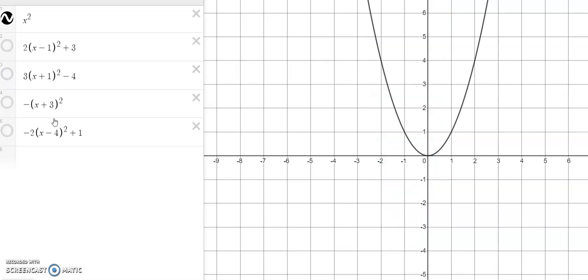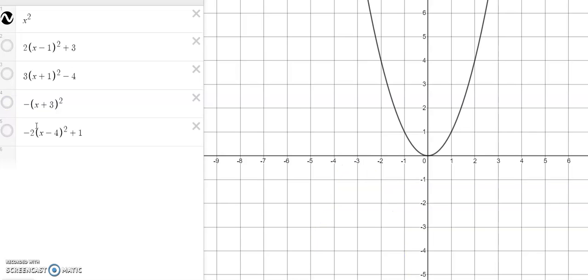Okay, next one. We've got 2 different things going on. We've got a negative out front, we've got a plus 3 on the inside. So remember, a negative out front is going to flip it down, so it's going to be a parabola facing down. And the plus 3 on the inside, that's on the inside, so we're going to go left 3, okay? Left 3, turn it upside down, so 1, 2, 3 right here, left 3, and it's going to be facing down. There we go, we see it in purple, left 3 and facing down.